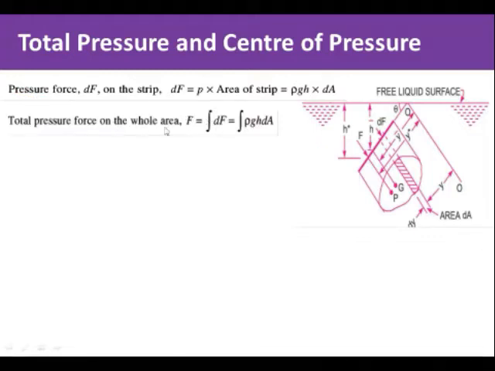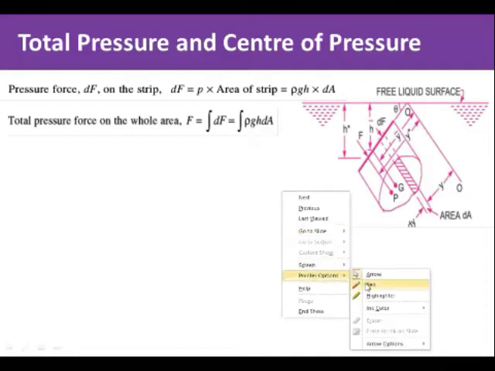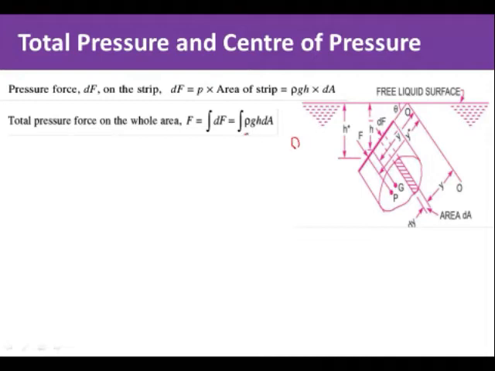So the total force acting on the whole area F is equal to the integration of dF, that means integration of rho g h dA. Now here, rho and g: rho is what? Density of the water or density of the fluid. Suppose it is water, so it is the density of water, and its value is 1000 kg per meter cube, which is always constant. And g is also 9.81, so that is also constant. Now we are left with dA.